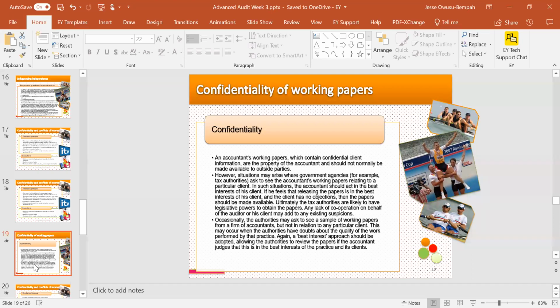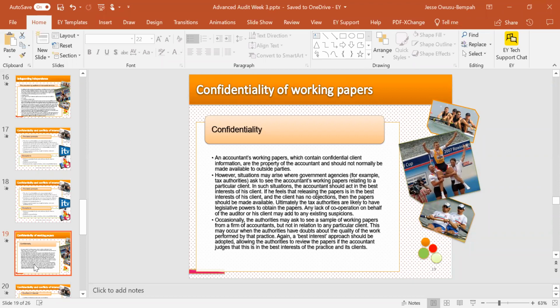However, there are situations where government agencies might require to see the accountant's working papers. In such cases, the accountant should act in the best interest of the client. It's not a simple no or yes. If he feels that releasing the papers is in the best interest of the client and the client doesn't have any objections, then he should make the working papers available.